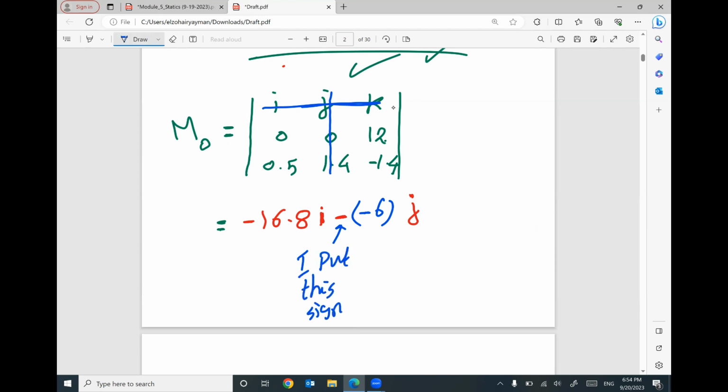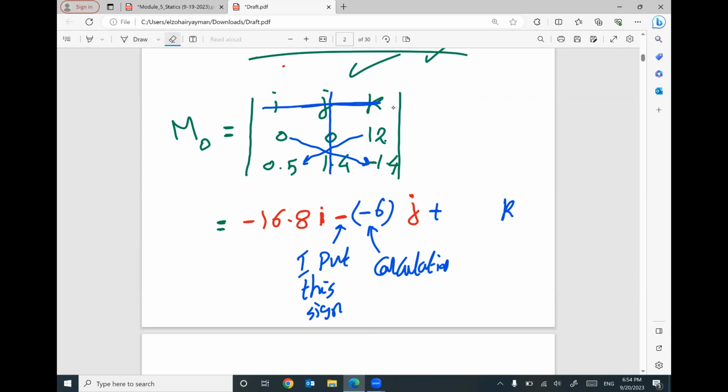So this one, I put this sign. You have to put negative for the J term. And this value is coming from calculation. I multiplied this one times this one, minus this one times this one. I got negative 6. And we have negative, so the final will be positive.